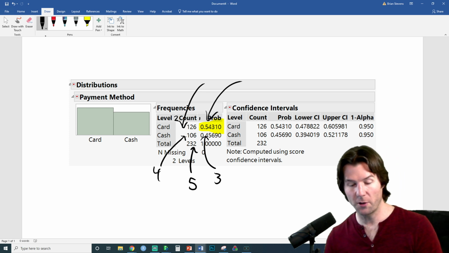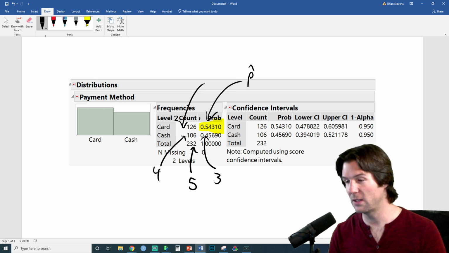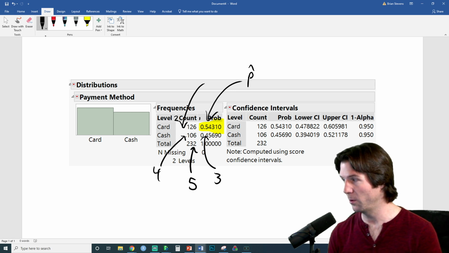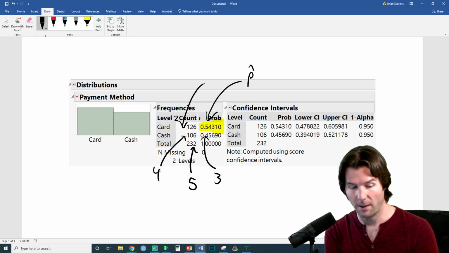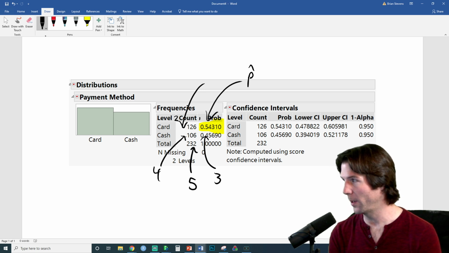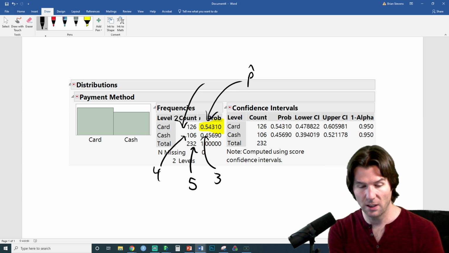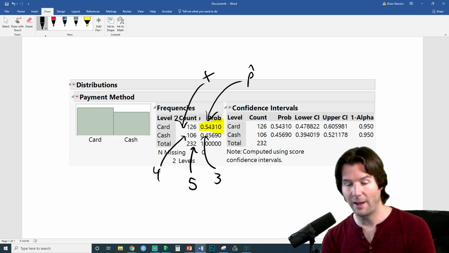Probability of paying with a card, you were right, so we could call this P hat right here. That is the sample proportion of people who paid with a card. Out of our sample, 54.3% of people paid with a card. This right here is going to be the count of how many people paid with a card. So this is actually X right here. There we go. That is actually X.